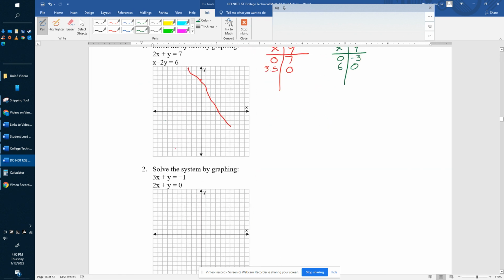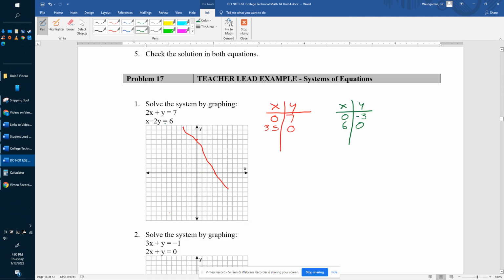So let's look at x is 0, y is -3. 1, 2, 3. X is 0, y is -3. Here, x is 6, 1, 2, 3, 4, 5, 6. There's our line.